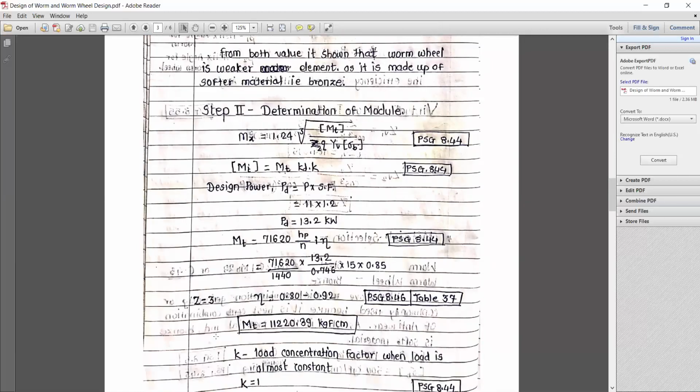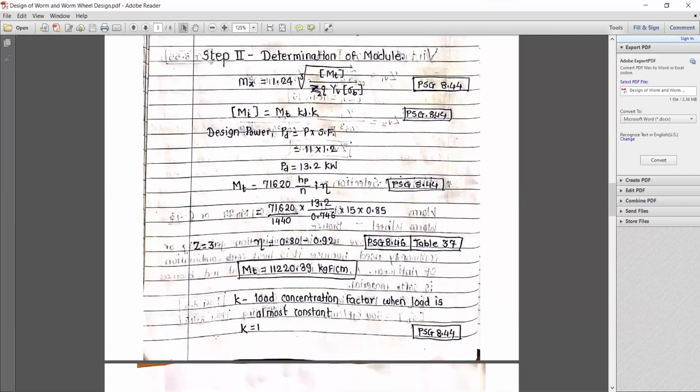Now the next step is to determine the module. Here we are using the axial module, referring to PSG page number 8.44.